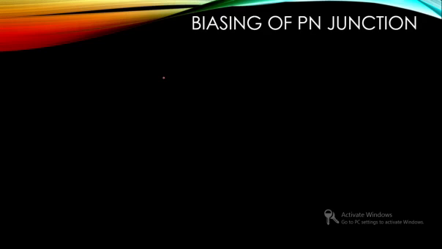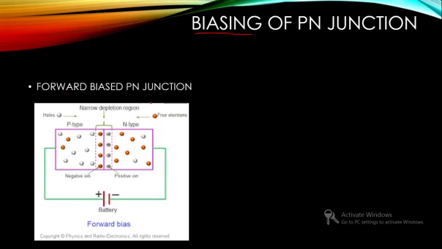So what will happen? Such a PN junction is connected to a battery. So that is what you mean by biasing. Biasing is giving an external potential to the PN junction material. Let us say one kind of biasing is forward biasing. In forward biasing, what will happen? The regions will be connected to their same polarity.